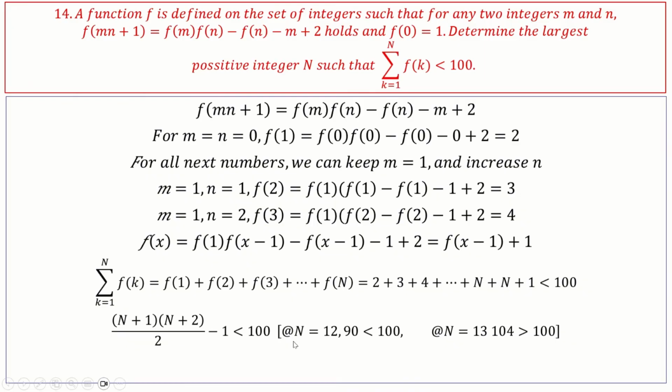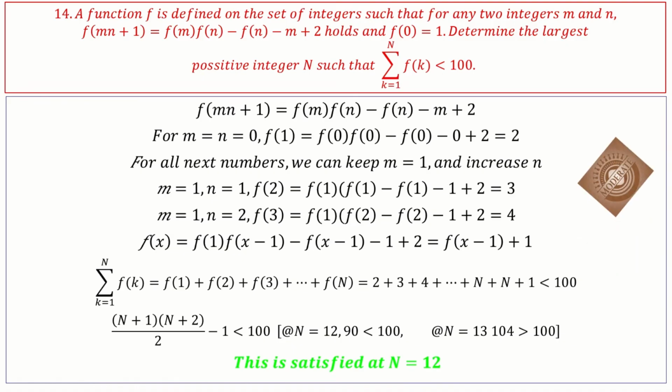So now you just cross-check where you will get close to 100. At n equal to 12, I get 90 total on the LHS, which is less than 100. At n equal to 13, I get 104, which is greater than 100. So obviously n should be equal to 12. So this is my answer. I think this is a moderate problem. Next.